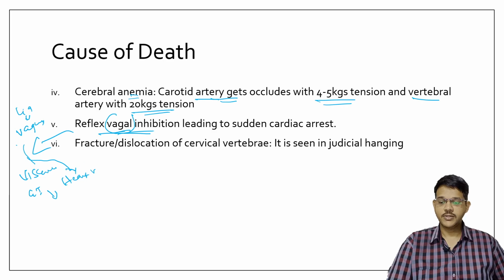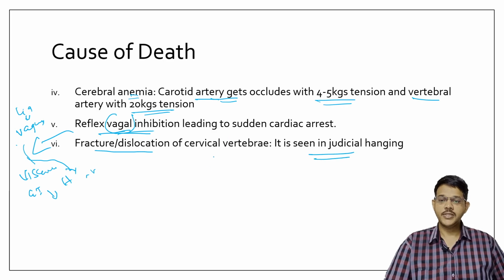Next cause of death is fracture dislocation of cervical vertebra. This is seen usually in case of judicial hanging, where the person is hanged by a sudden jerk, which leads to breakage of the C2 C3 vertebra. C2 C3 vertebra commonly gets fractured in this case. Because of the injury to the spinal cord, the person dies.